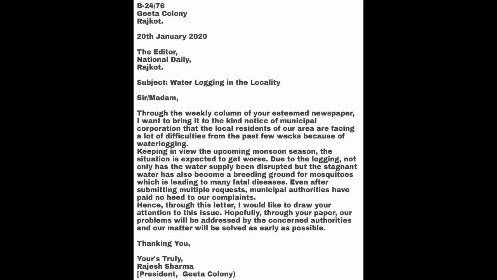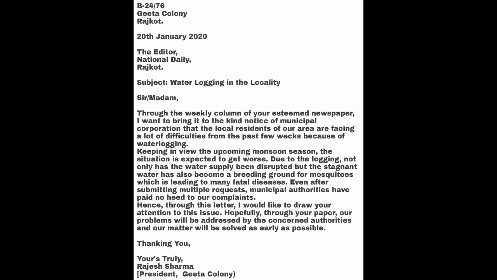Through the weekly column of your esteemed newspaper, I want to bring it to the kind notice of the municipal corporation that the local residents of our area are facing a lot of difficulties from the past few weeks because of waterlogging. So here in the first paragraph, the introduction of the subject has been given, right? That to whom we are writing the letter, what the subject is and what kind of difficulties we are having. So we have to introduce that here.